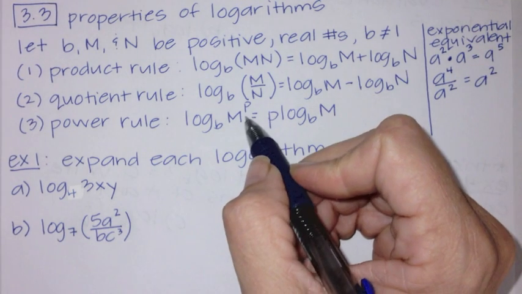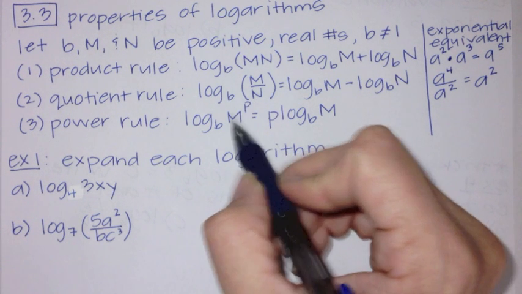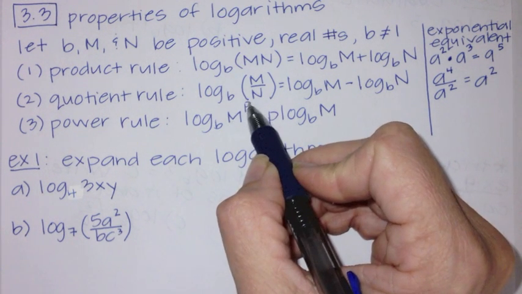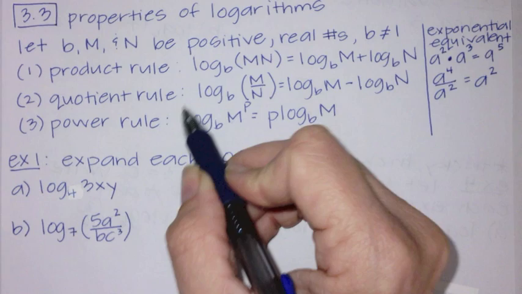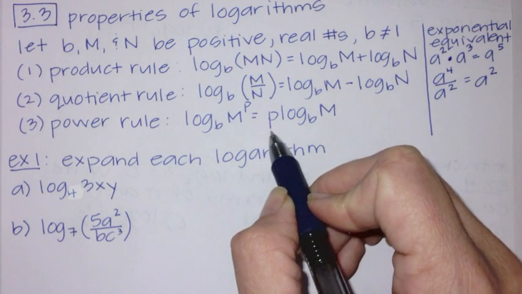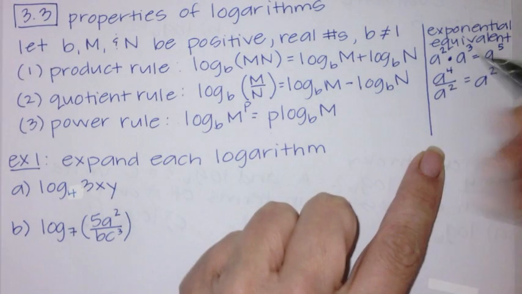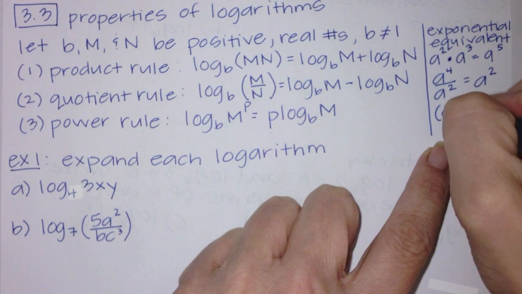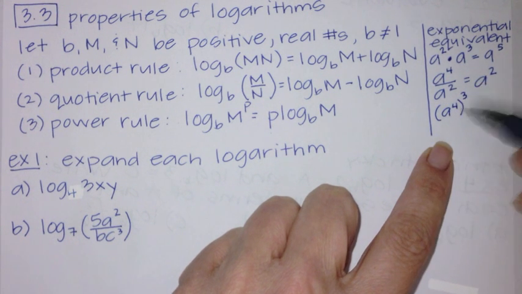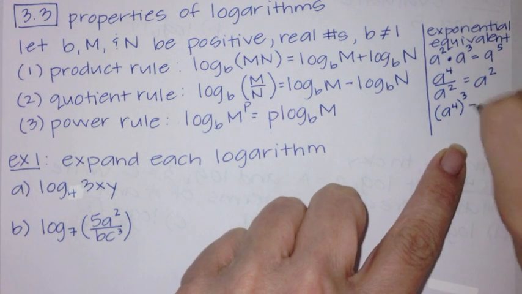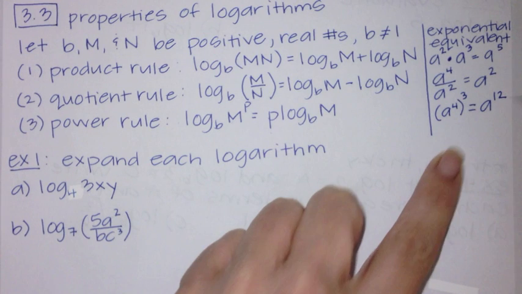This one's a little bit different. This one's saying if you have the argument with a power in it, you can take the power and multiply it to the front of the logarithm. So the exponential equivalent of that is something like this, where if you have a power raised to a power, then you multiply those exponents.